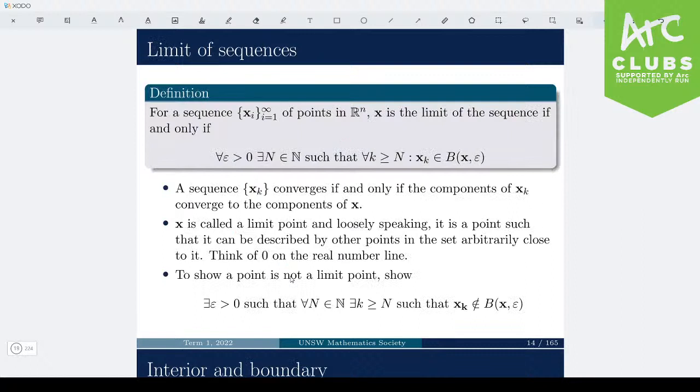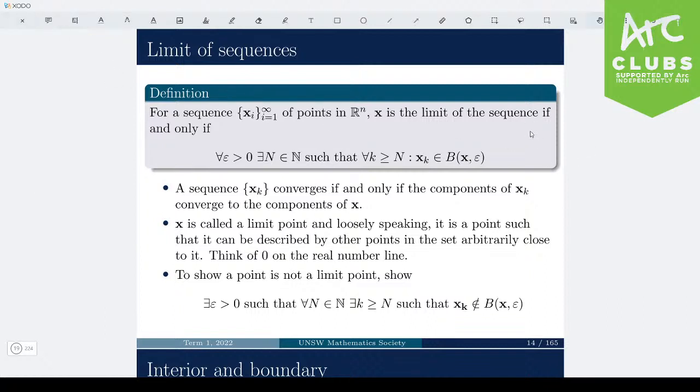Okay. Next, let's have a look at limits of sequences. For a sequence xi in Rn, x is the limit of the sequence if and only if, for all epsilon greater than 0, there exists an n amongst the integers, such that for all k greater than or equal to this n, our sequence lies within the epsilon ball around x. So again, visually, what does this mean?